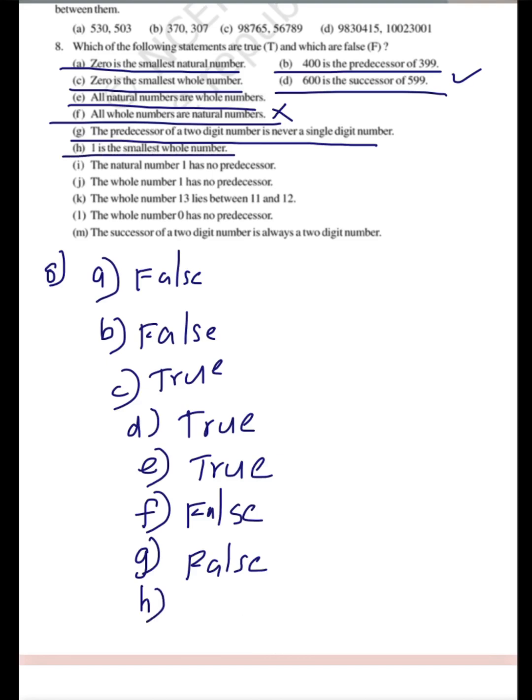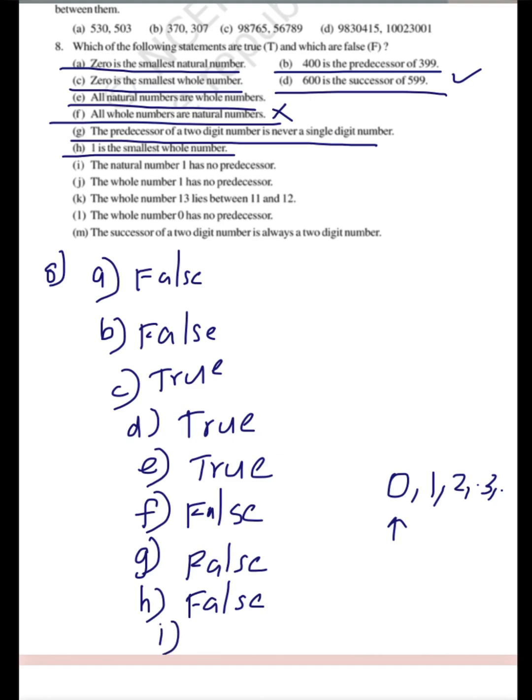Now let's see H. 1 is the smallest whole number. Is it true? No. Why? Whole numbers are 0, 1, 2, 3, etc. So which is the smallest whole number? 0. So 1 is not the smallest whole number, and it's a false statement.